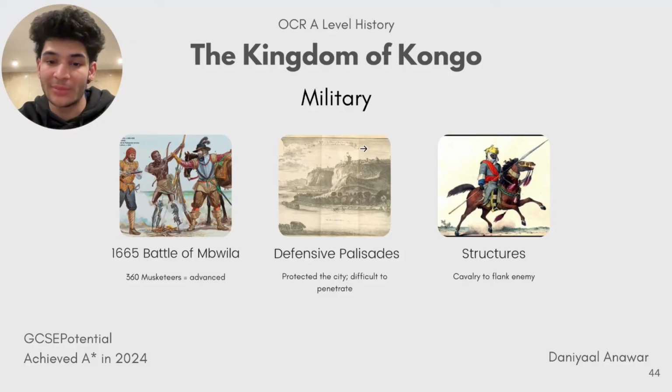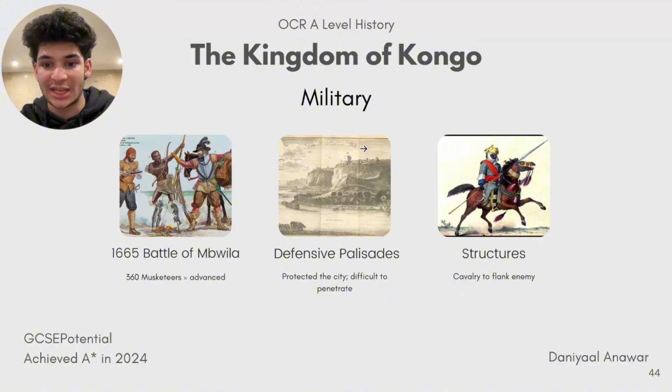very difficult to penetrate. Mbanza Congo itself obviously was mountainous, which meant it was difficult to penetrate, and as well as that, these palisades meant that they're sort of hubs for the soldiers to stand and shoot people or whatever if they ever tried to invade. The third and final thing, which meant the military was good, was the structures. They had very developed and intricate military structures, which provided a lot of strength to their military and armed forces.